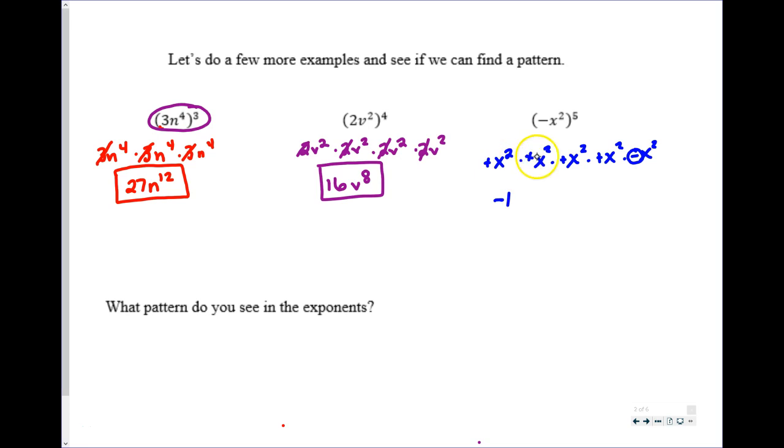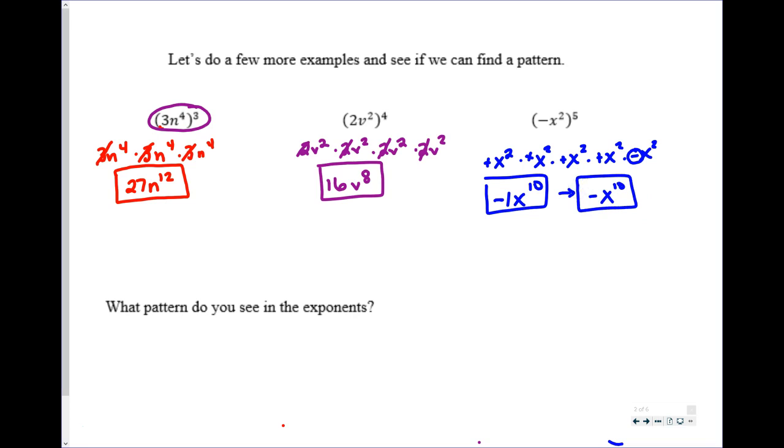And now we just add the exponents together. 2 plus 2 is 4. 4 plus 2 is 6. 6 plus 2 is 8. 8 plus 2 is 10. So I get negative 1x to the 10th as my answer. And again, you can write it as negative x to the 10th. That is also an acceptable choice.